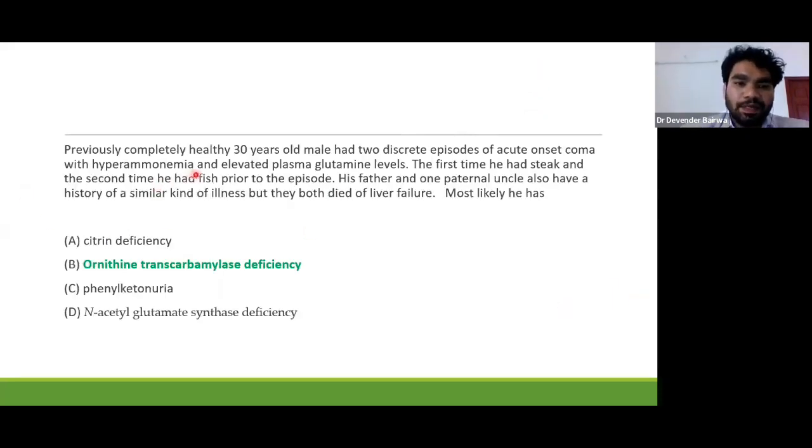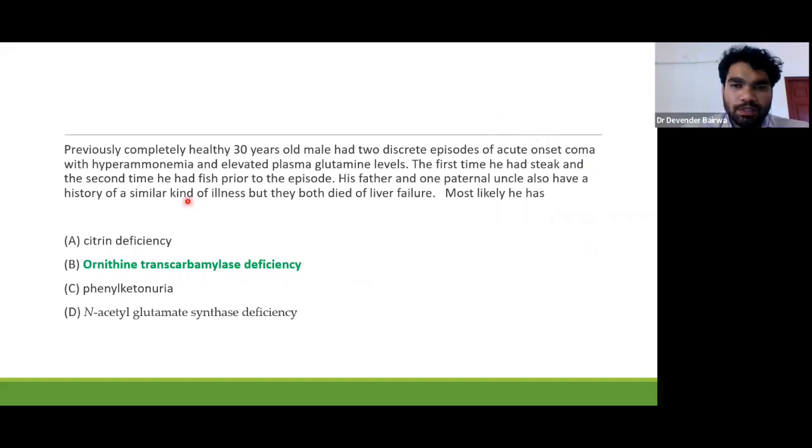Then a previously completely healthy 30 year old male had 2 discrete episodes of acute onset coma with hyperammonemia and raised plasma glutamine levels. The first time he had steak and the second time he had fish prior to the episode. His father and one paternal uncle also have a history of similar illness, but they both died of liver failure. So most likely he has ornithine transcarbamylase deficiency.